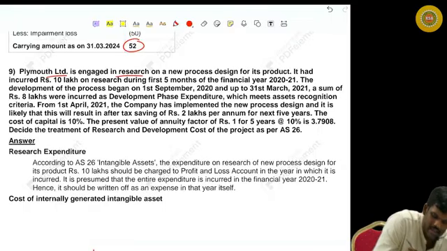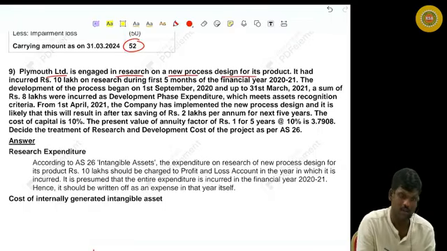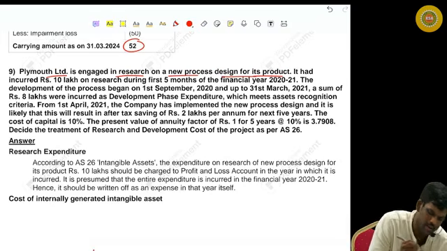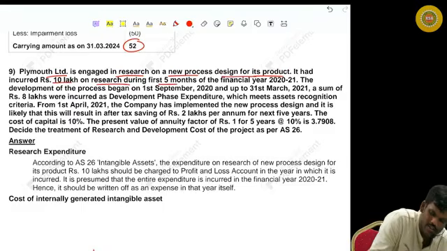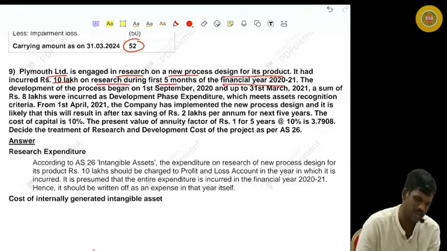Plymouth Limited is engaged in research on a new process, so they're doing some research for its product. It had incurred rupees 10 lakhs on research. Whatever you spend on research should be charged to P&L within the first 5 months of the financial year 2020-21.